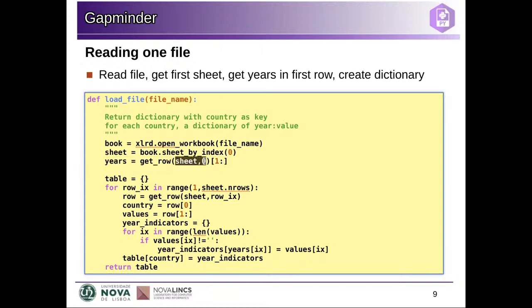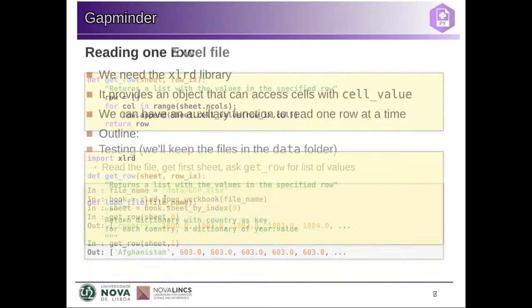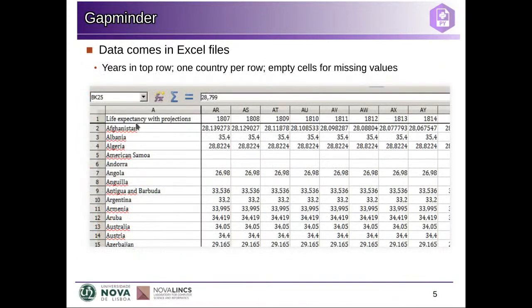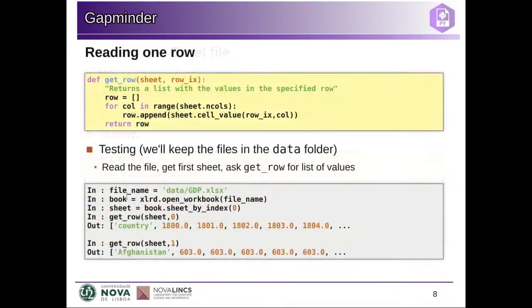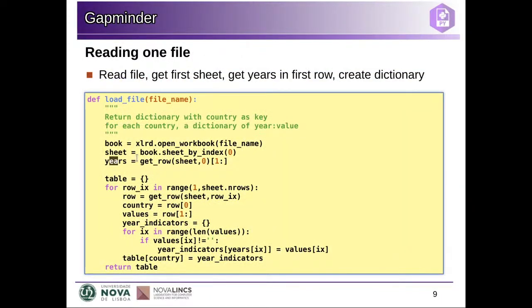So from this sheet, the first row has one cell with some title, either countries or GDP or something like that. And then after the second cell, it lists the years for which we have data. So basically, the years will be whatever list this function returns for the first row, but ignoring the first element of that list. So we skip the first cell and we get the list of years in all the subsequent cells. Now we're going to start our dictionary using an empty dictionary.